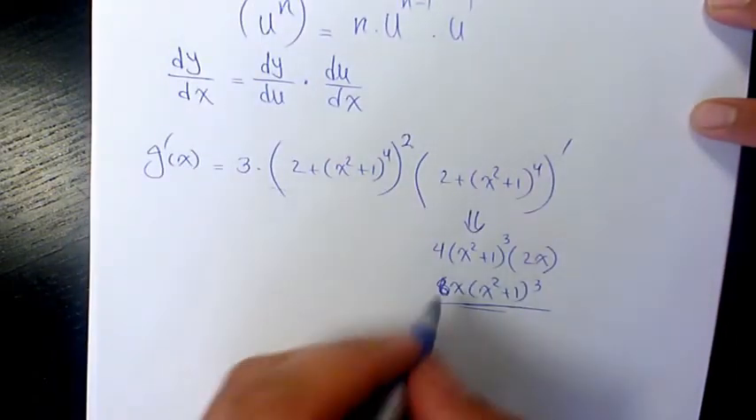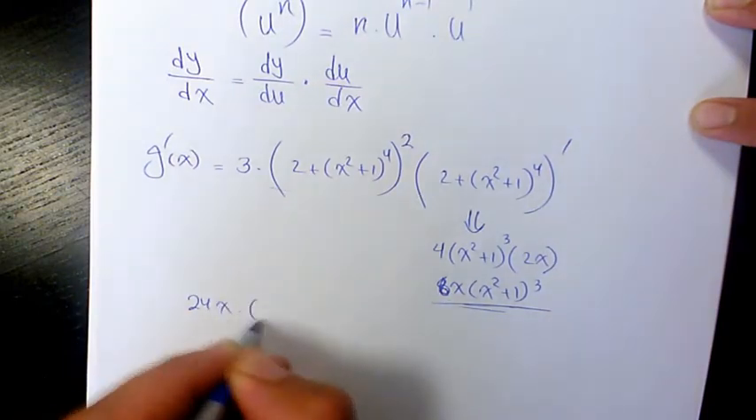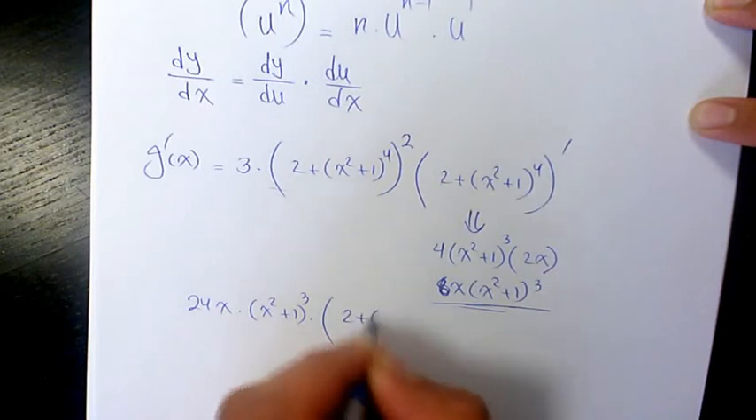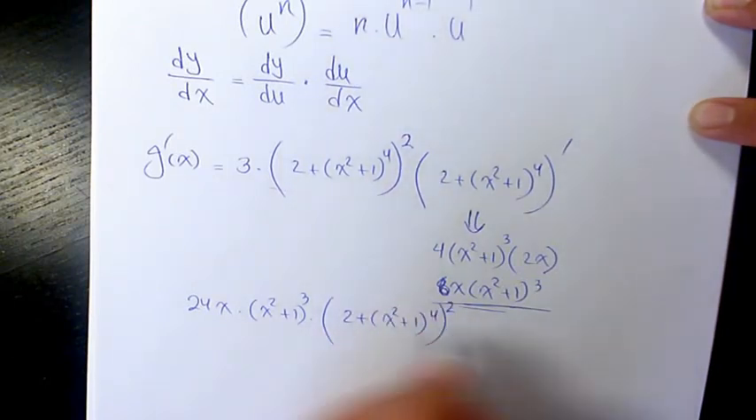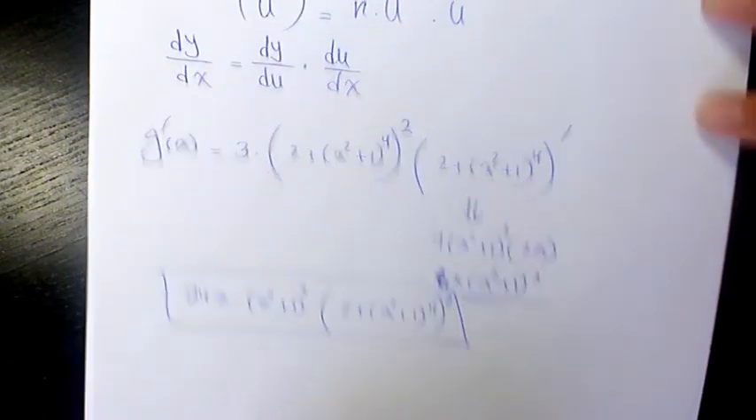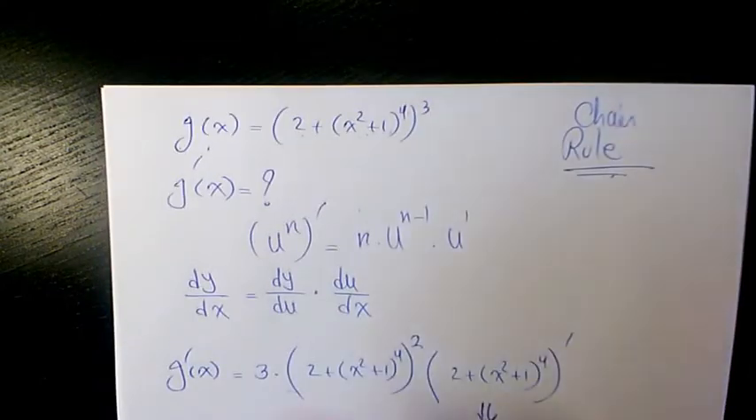So when you simplify it, 3 times 8, 24x times (x² + 1)³ times (2 + (x² + 1)⁴)². That's going to be the final answer to this question. That's the answer to the derivative of g of x.